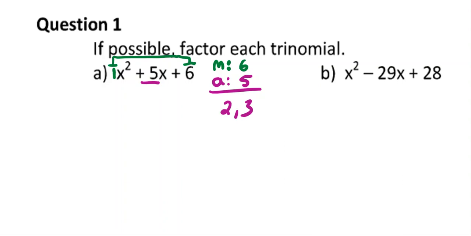Okay, so those are our numbers. And what we want to do with those numbers is rewrite the middle term, the 5x, as 2x and 3x. So we're going to rewrite this as x squared, and then instead of a 5x, we're going to use the 2 and the 3. So we're going to write that as plus 2x plus 3x plus 6.